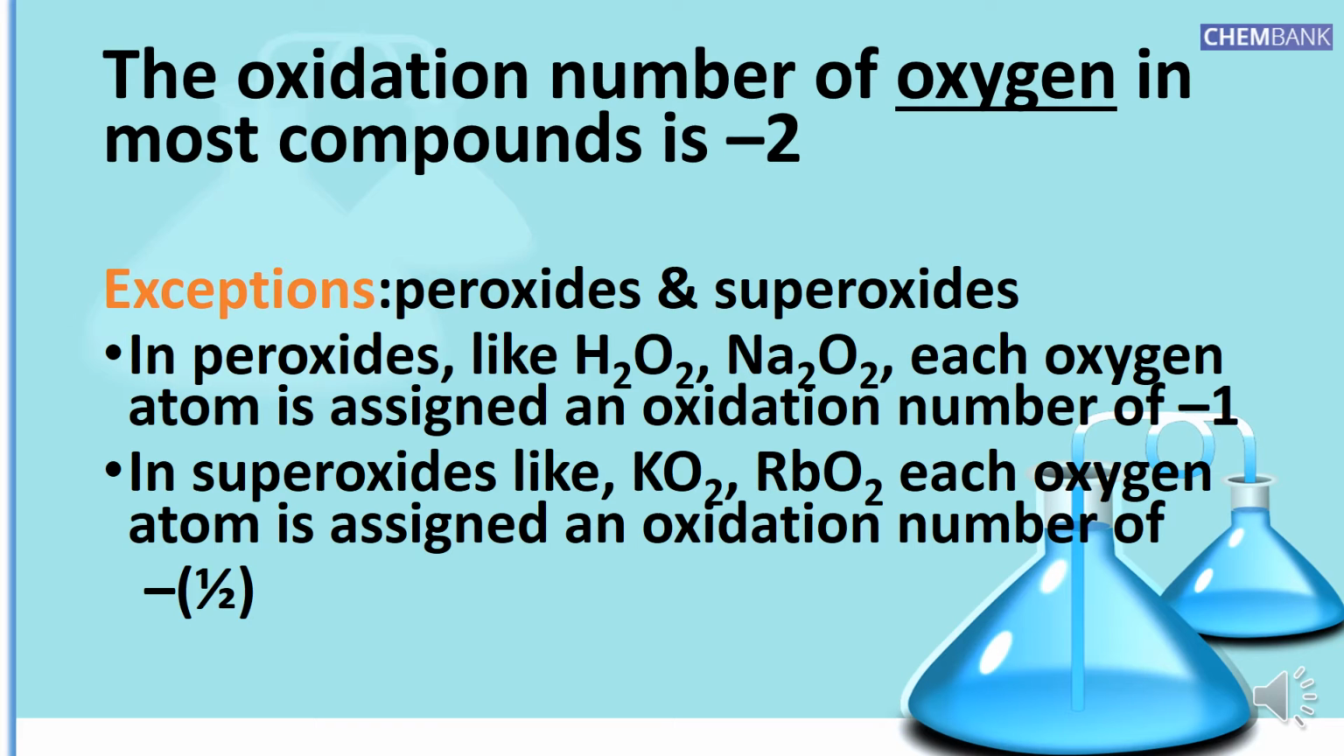In superoxides like KO2, RbO2, each oxygen atom is assigned an oxidation number of -1/2. So let us take the example of potassium superoxide, KO2. Potassium will be +1 and each oxygen in KO2 will be -1/2.